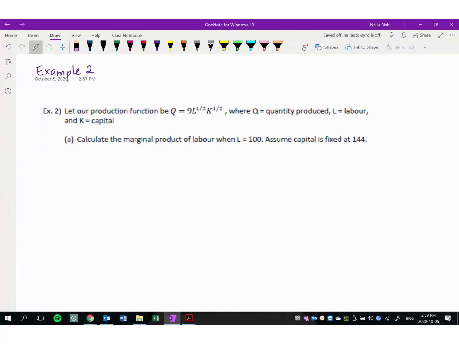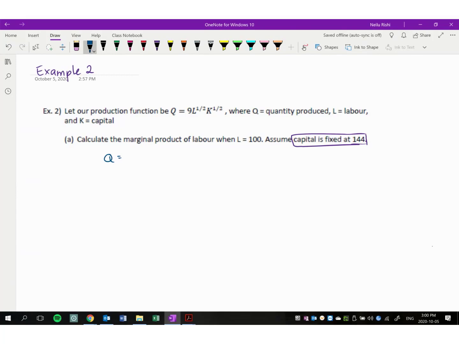Okay, so at this point in calculus, if we are to look at the marginal product of labor, we need to have a fixed capital. We can only look at one variable changing at a time. So we're going to assume our entire problem is based on capital being stuck at 144. We're going to start by substituting that into our equation.